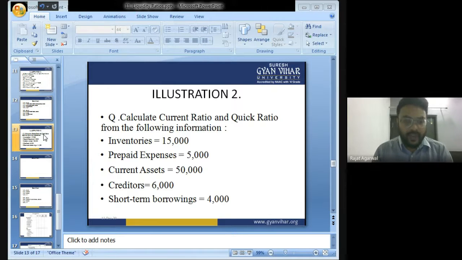What is the information that is given to you? Inventories. What is inventories? Inventories means stock. Inventories 15,000. Prepaid expenses 5,000. Current assets 50,000. Creditors 6,000. And short-term borrowings, that is 4,000. Okay, let's start now.